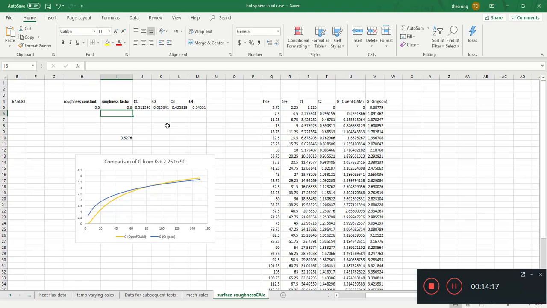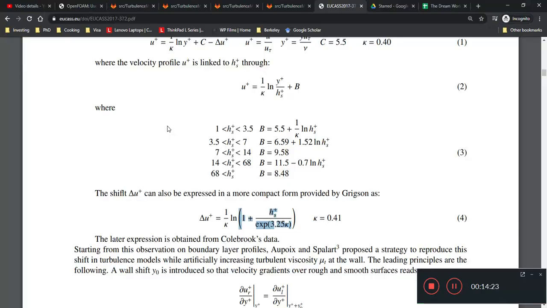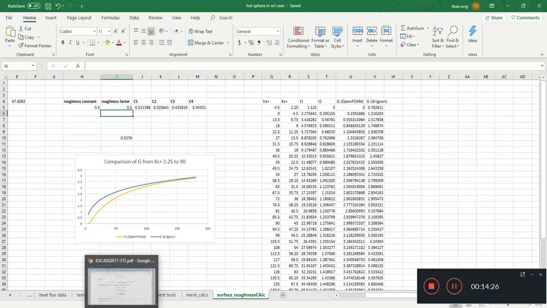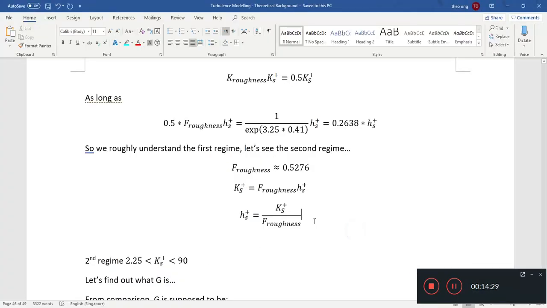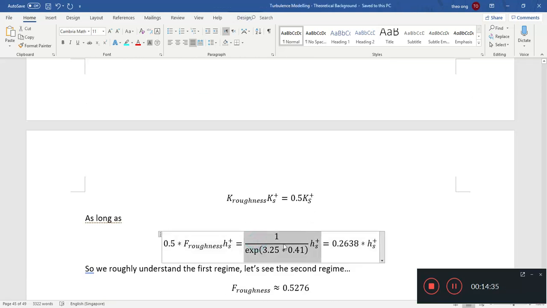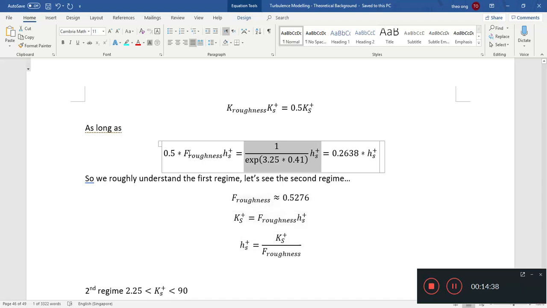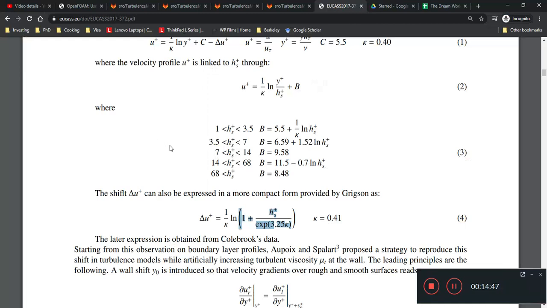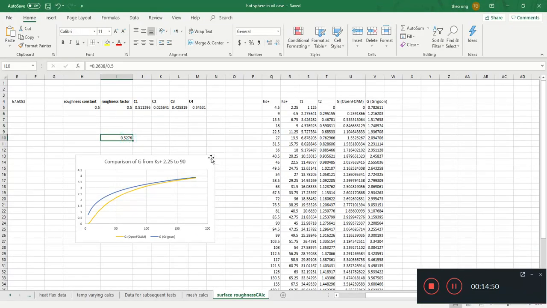Alright, you can go down more. 0.5 even. 0.5, you can see it matches very closely. Now remember just now inside our document, we showed that in the Ks plus more than 90 regime, we can get both of these values to match exactly if the f roughness, the roughness constant, is equal to 0.5276. So if we key that in, if you're wondering why I had this 0.5276 there, it's just for me earlier to test what is the value of this constant, and I can just type 0.5276, enter.